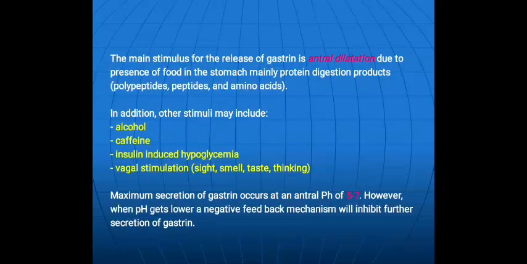Maximum secretion of gastrin occurs at antral pH of 5 to 7. However, when the pH gets lower, a negative feedback mechanism will inhibit further secretion of gastrin.